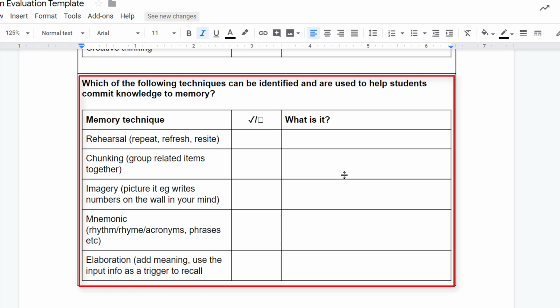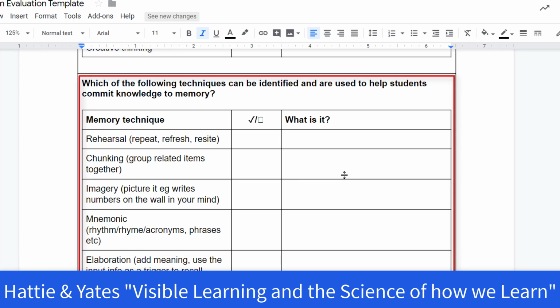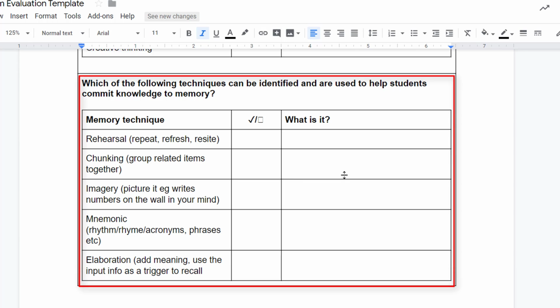Next, it asks which of the following techniques can be identified and used to help students commit knowledge to memory. Now, these are basically memory techniques. These come from Hattie and Yates's book about visible learning and how we learn. So they talk a lot about these techniques, which basically help us to remember the content so that we can apply it better later. It's simple things like rehearsal, so repeating, refreshing, and reciting stuff that they've learnt, chunking content together that is related to each other, using imagery.